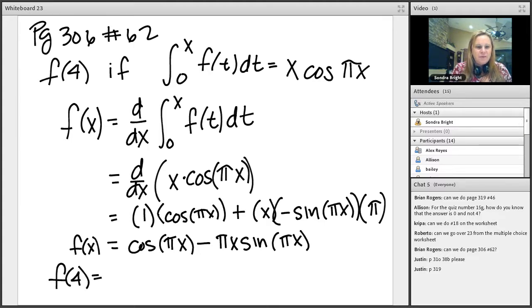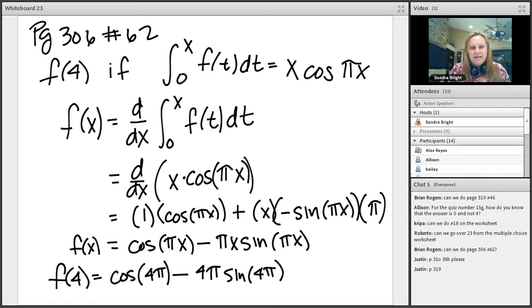So now if I want to find f at 4, I'm going to plug 4 into all of those x's. So you get cosine of 4 pi minus 4 pi times sine of 4 pi. Cosine of 4 pi is 1, because that's just coterminal with 2 pi. Sine of 4 pi is 0. So you get minus 0, and so your answer is just 1.